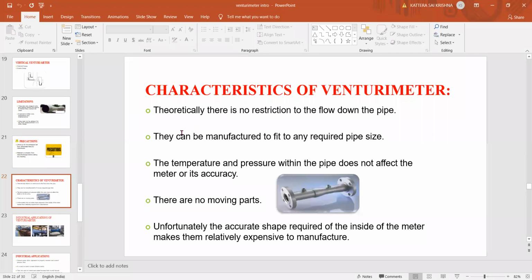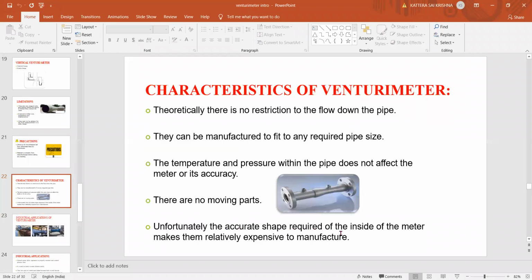So characterization of venturimeter. Theoretically, there is no restriction to the flow down the pipe. They can be manufactured to fit to any required pipe size. Depending upon the pipe size, we have to design the venturimeter. The temperature and pressure within the pipe does not affect the meter or its accuracy. Even if the temperature increases or the pressure increases, the efficiency or the accuracy of the meter doesn't change. It will not affect that. So there are no moving parts. There are no moving parts in this. Fully it is static part only.